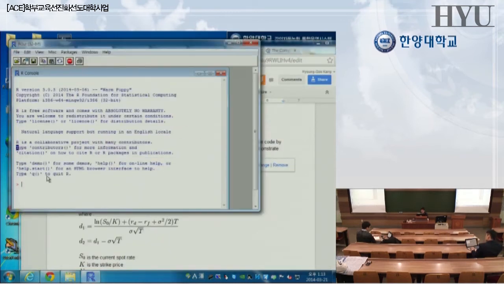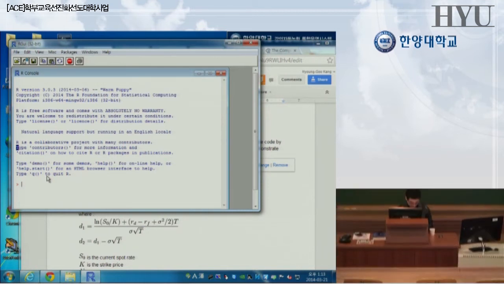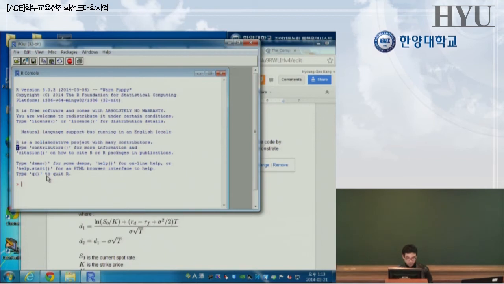So in R, we use an arrow. Use the arrow. So let's say A. I want to assign 100 to A. Then A, arrow, 100. Then A has a value of 100. Let's say B has a value of minus 150. Okay? Then what is A plus B? Minus 50. Minus 50. Okay?